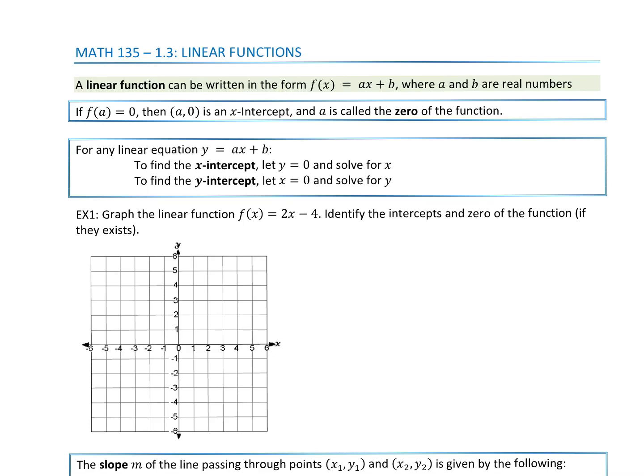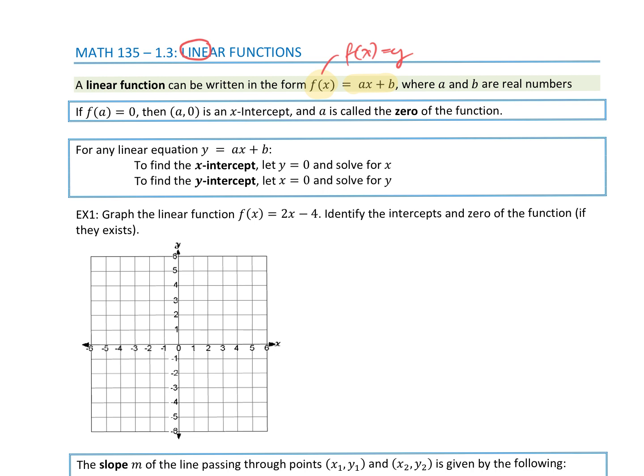Welcome to section 1.3. We're looking at linear functions. Linear, again, it contains the word line, so we're basically just looking at functions that are lines. So a linear function can be written in the form f of x equals ax plus b, where a and b are real numbers, and again, f of x is another way of writing y. It's just saying that it's a function.